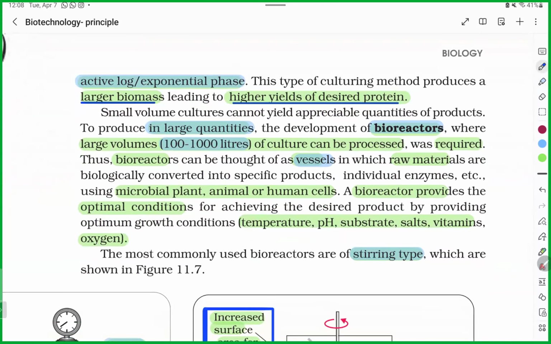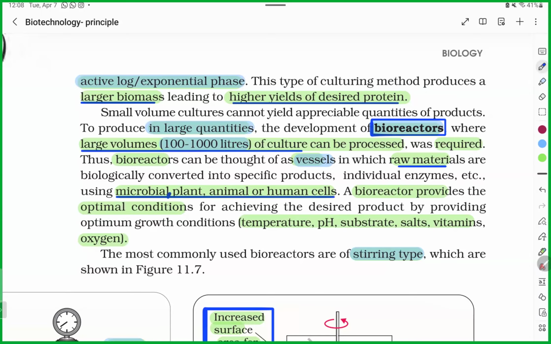A small volume is not sufficient, so we need large quantity. For large quantity, we need a bioreactor. What is a bioreactor? Bioreactors are containers where you can grow bacteria at large scale, correct? Where we can add raw material and convert it into a specific product, correct? We can use microbial, plant, animal, human cells, anything is possible, correct?